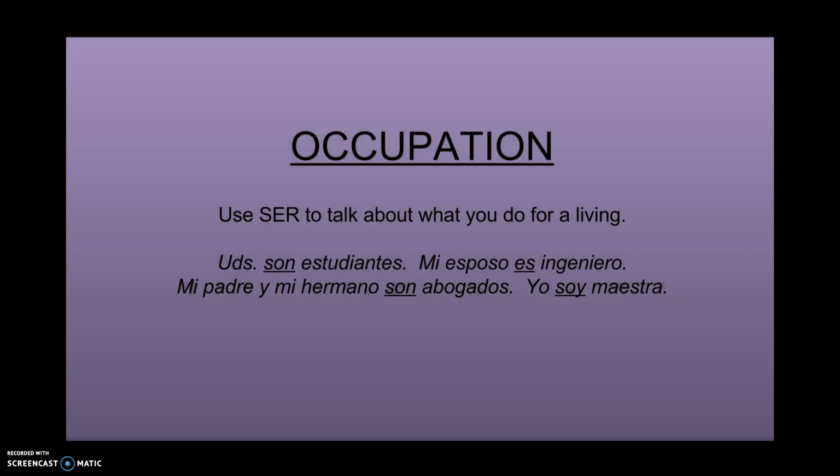Moving on to the first O, occupation. We use ser to talk about what we do for a living or what our jobs are. What we have here for our examples are ustedes son estudiantes, because yes, technically, being students is your current job. Mi esposo es ingeniero. Mi padre y mi hermano son abogados.